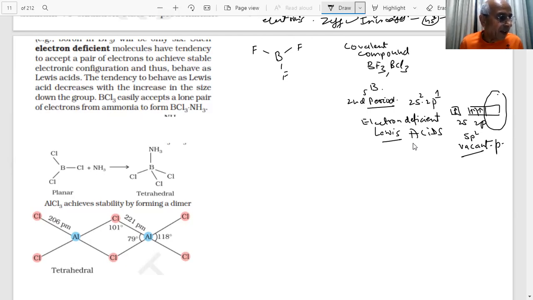The tendency to behave as a Lewis acid decreases with increase in size down the group. As you go down the group, the size is increasing. You have 3s, 3p orbitals farther away from the nucleus. If I have 3s and 3p, 4s and 4p, you are going away from the nucleus. So the Lewis acid behavior will decrease down the group.